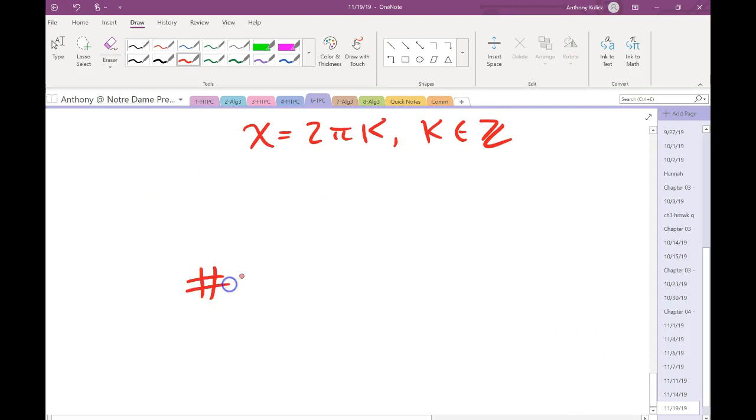What I'd like you to work on for next time is 15 to 24.